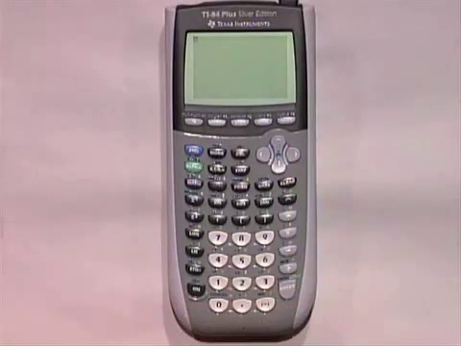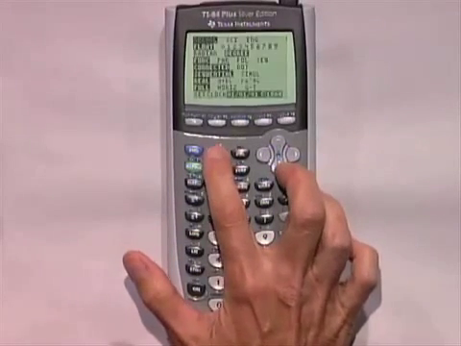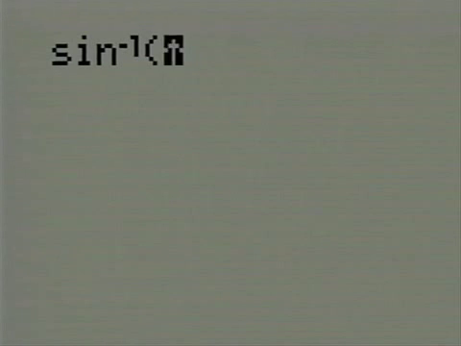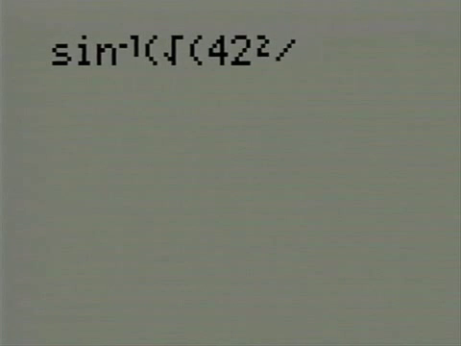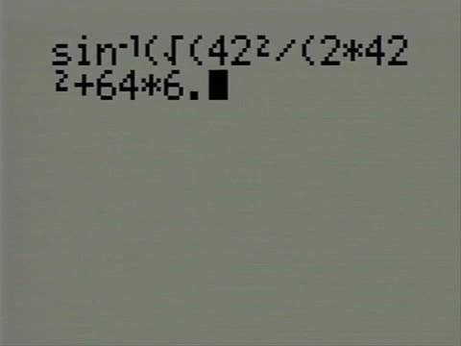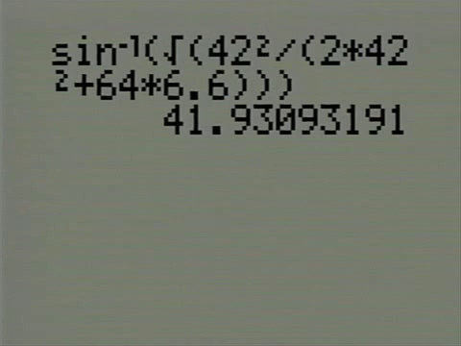And calculate that value. The first thing I want to do is check my mode and see that I'm in degree mode, and that'll work well for this problem. Now what I'm going to do is find the arc sine of the square root of, first of all, 42 squared, then divided by parentheses 2 times 42 squared plus 64 times 6.6, close parentheses for the denominator, close parentheses for the radical, close parentheses for the arc sine, and I end up with 41.9, which leads to an answer of 42 degrees for the shot putter.